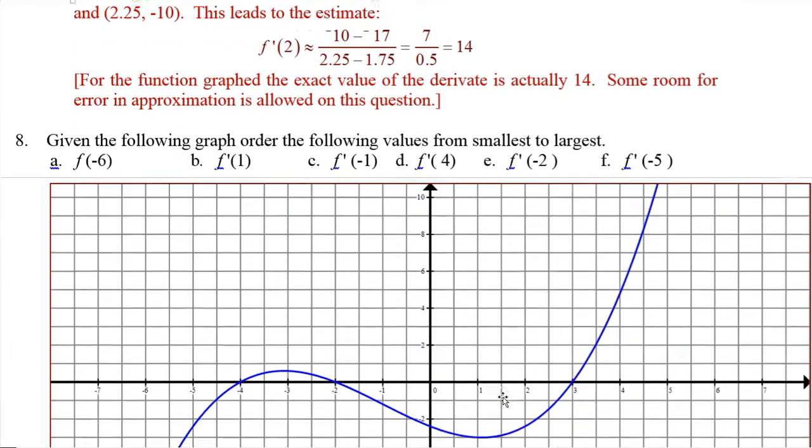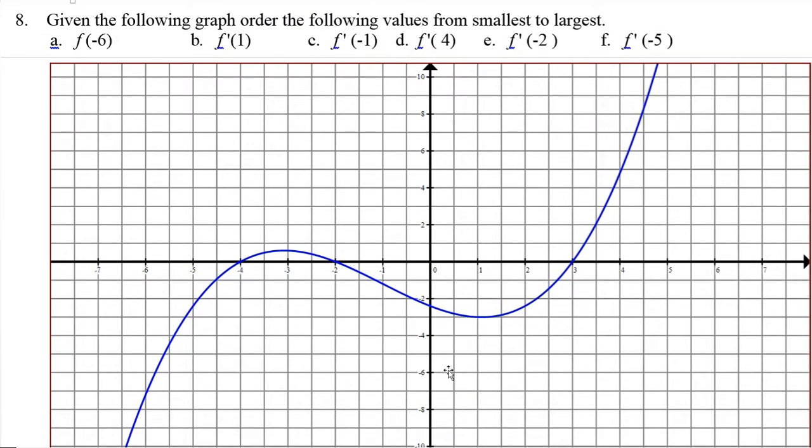Now this next one is a different kind of problem, but it's very similar. Here we have a function, maybe a different function, but we have some kind of function here. And we want to put these things in order from smallest to largest, or from least to greatest. Okay? So we have f of negative 6, f prime of 1, f prime of negative 1, f prime of 4, f prime of negative 2, and f prime of negative 5.